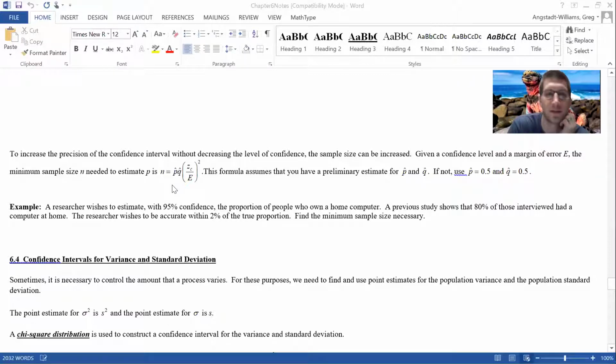Now, this is something that we saw in the last section when we were finding the sample size. Whenever it says "within," that's going to give you your margin of error. So that within 2% is your margin of error, your E, to fill into the formula. All right, so find the minimum sample size needed. Let me switch over and I can show you my work.